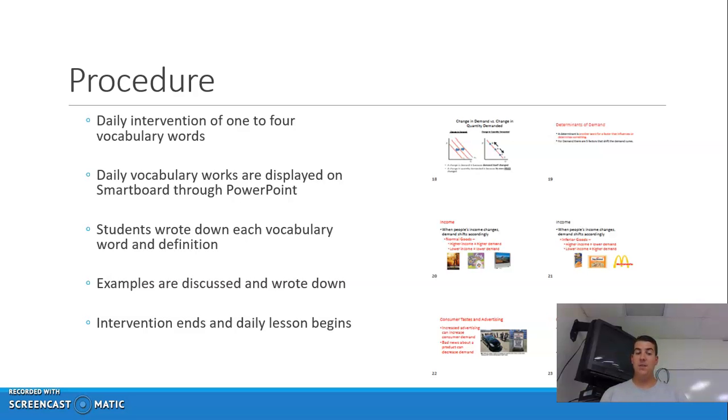After the students write down the vocabulary words, we ask students if they are able to come up with any examples. And as a class, we come up with roughly 2 examples for each vocabulary word that we can write down. After that, the intervention ends and the daily lesson begins.